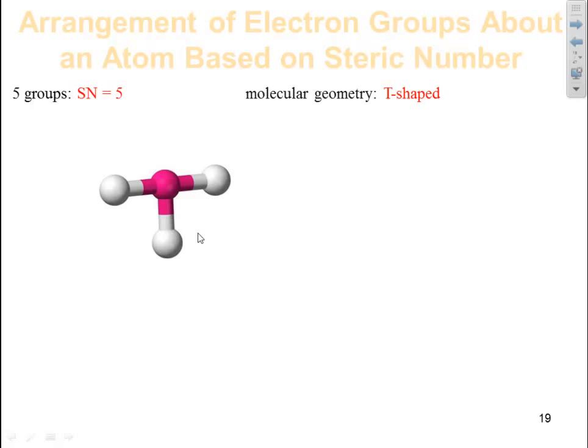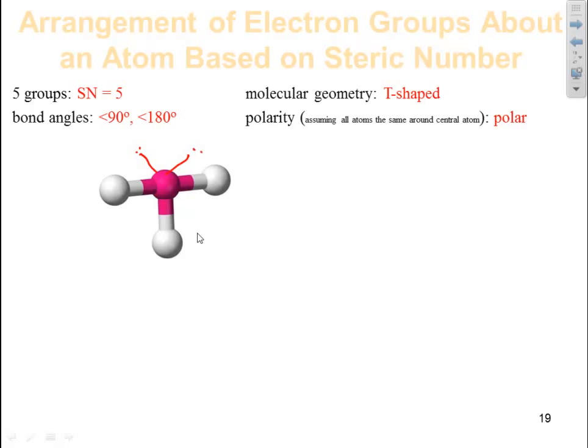It's going to be a distorted T shape, because the angle is going to be less than 90 and less than 180. Since you have these lone pairs sticking out like here, that's going to push these angles down and make that less than 180 degrees and less than 120. The lone pairs are not going to cancel out, the net dipole moment is going to be nonzero, so therefore this is going to be a polar molecule.